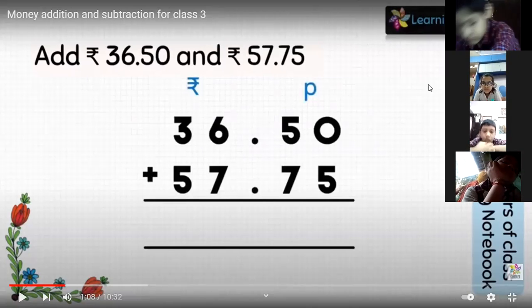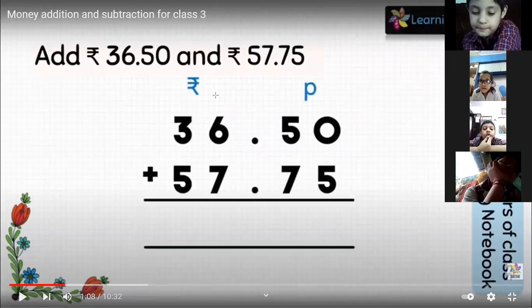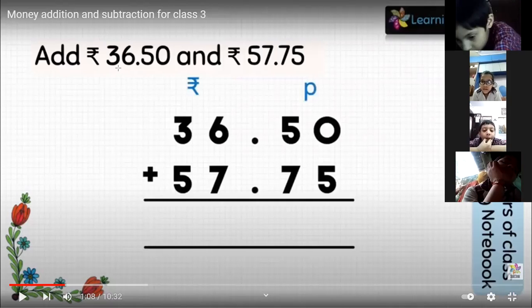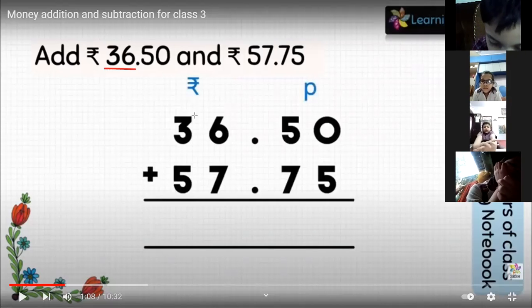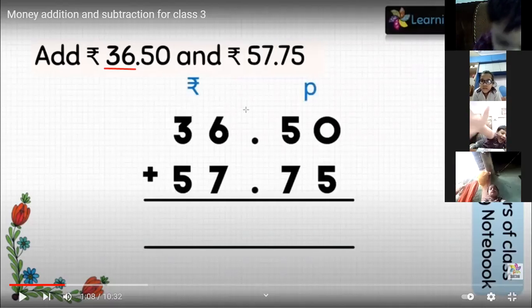So, Vedanshi, are you listening to ma'am? In the first figure you can see 36.50. So what is the rupees here? Only the rupees. Can you tell me? What are the rupees here? Vedanshi, speak something, beta. Rupees.